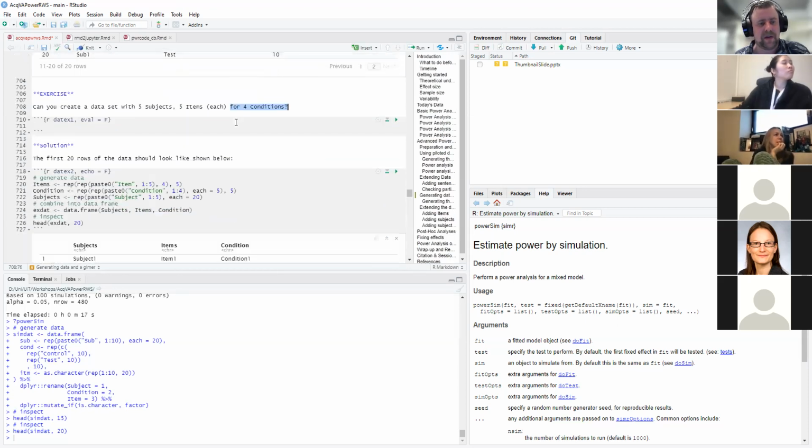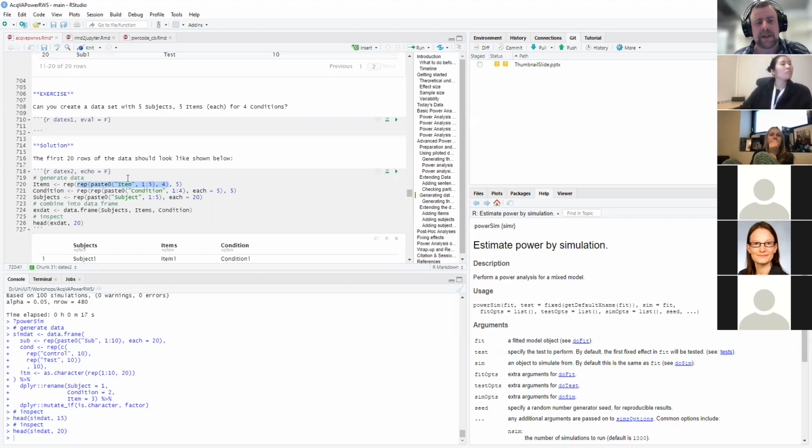Maybe I should go through the solution, right? So I create a vector where I paste together item and then 1 to 5, right? And I want to repeat that 4 times.